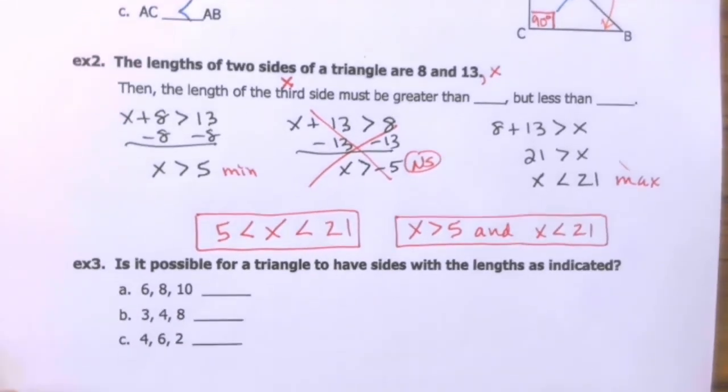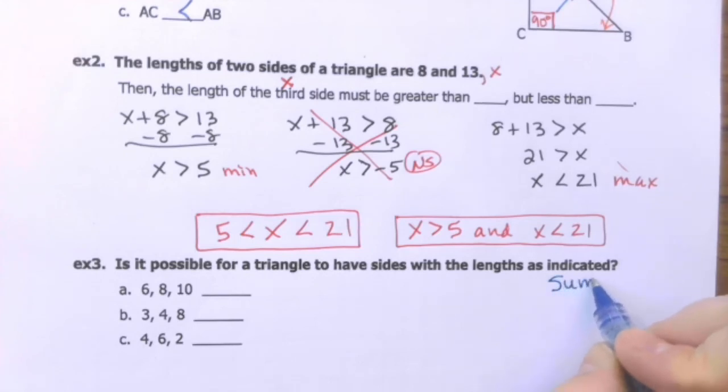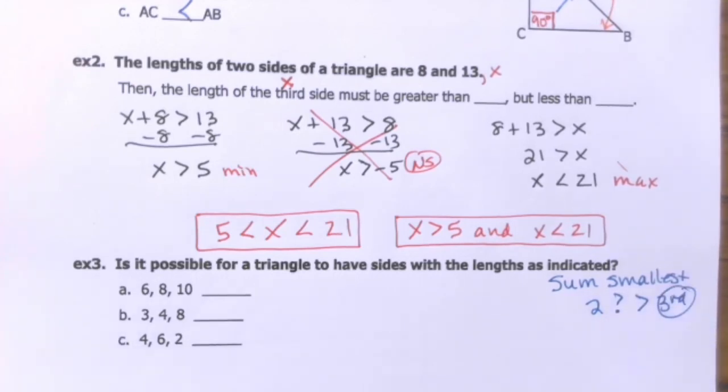Okay, so here's our third question. Is it possible for a triangle to have sides with the lengths as indicated? Now I'm going to show you a little shortcut. You could do all three pieces and that will work just fine. But you can take a bit of a shortcut because really the major thing is, will the sum of the smallest two be greater than the third? That's really the only one that matters. So you only need to pay attention to the smallest two sides.